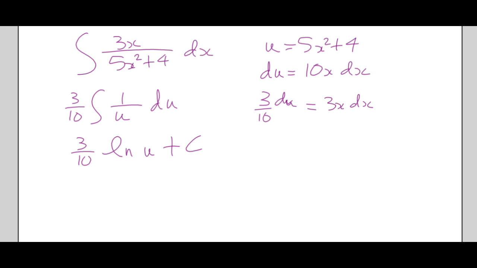In this case, u is going to be positive, right? Because it's 5x squared plus 4, so it's never 0, it's always positive. It never hurts to put it in. So if you want to, you put it in.